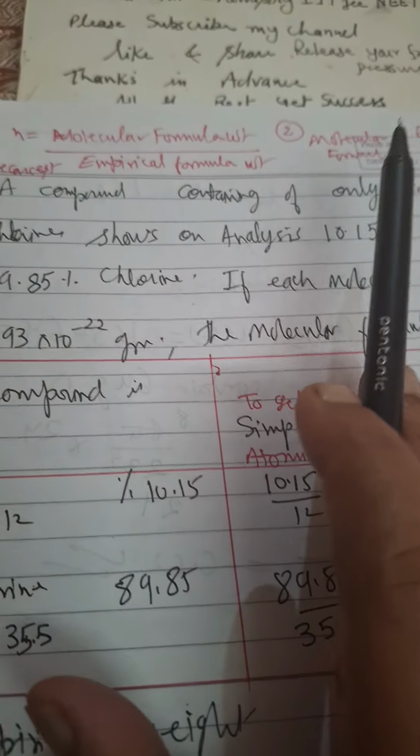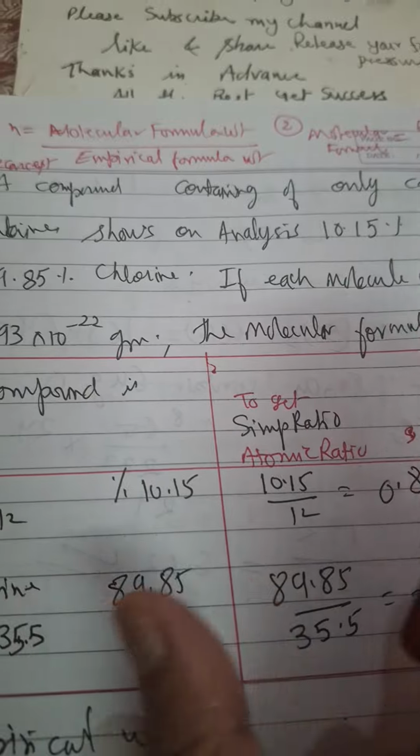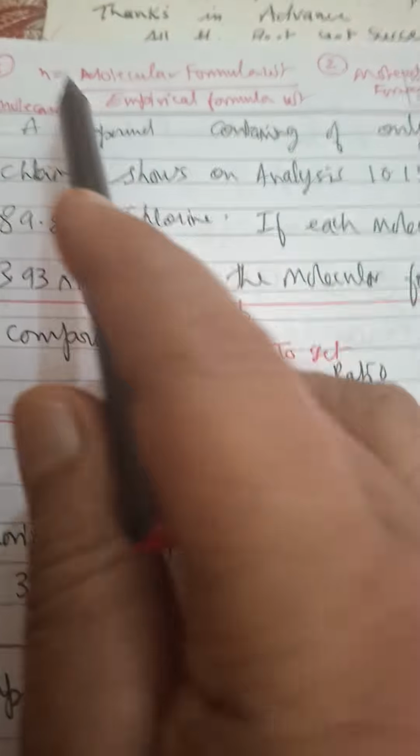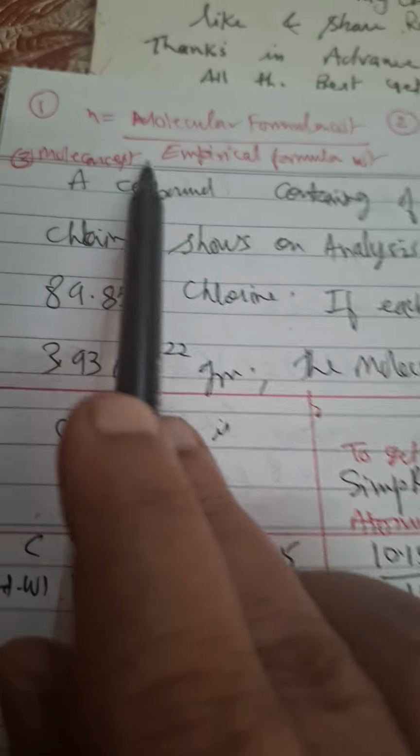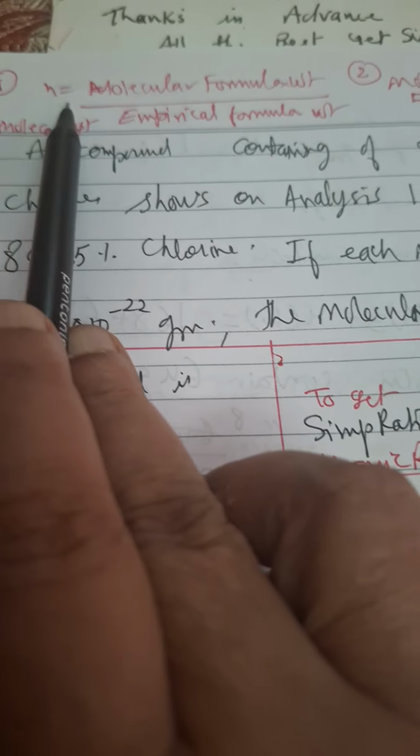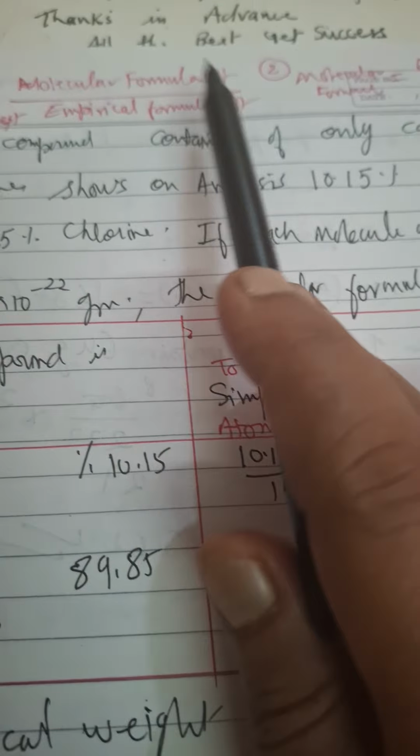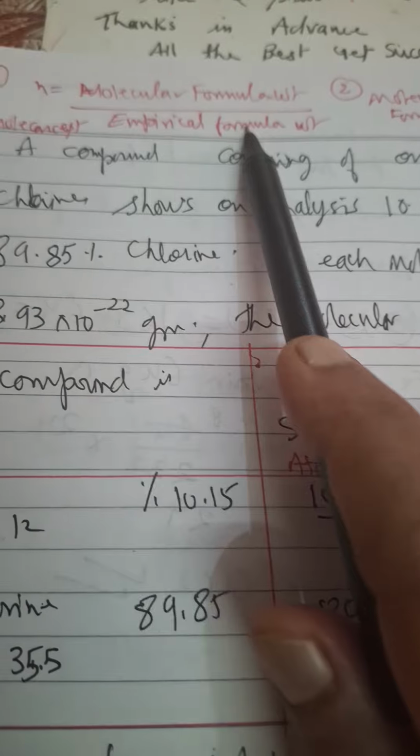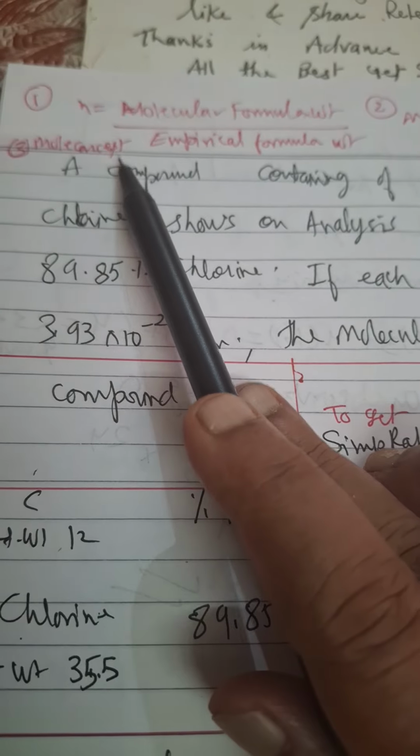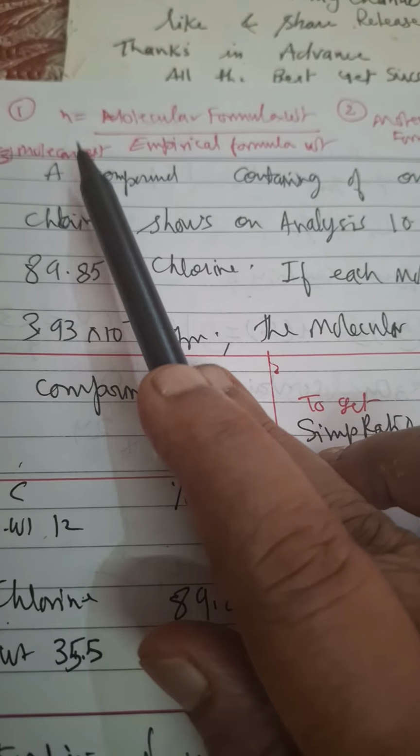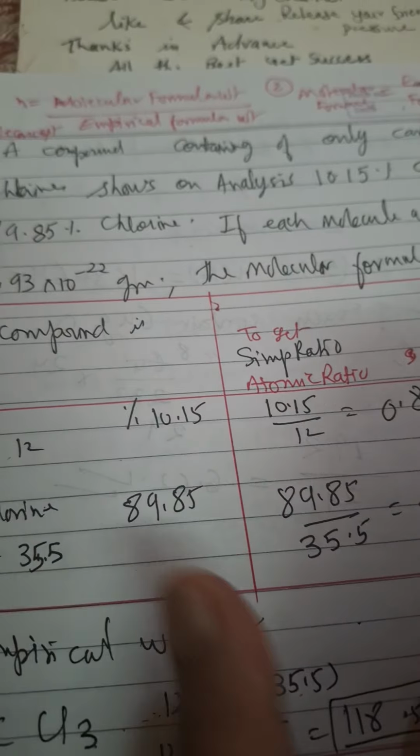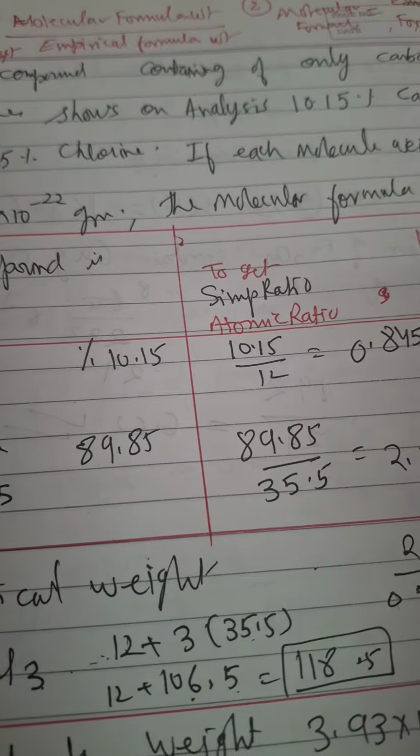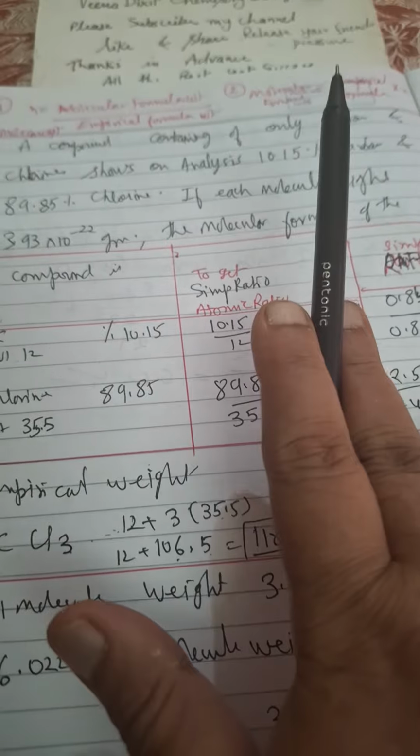Here we are discussing empirical formula and molecular formula. How do we get them? There are three steps. First step, the mole concept is used. Second step, you have to find out the empirical weight, and by the mole concept you can find out the molar mass. When you get the molar mass, at that time you have to draw this table and find out the empirical formula.